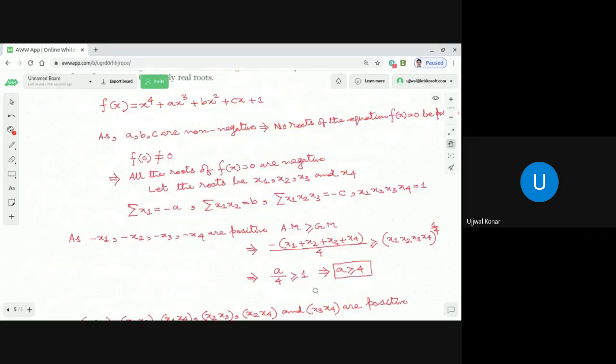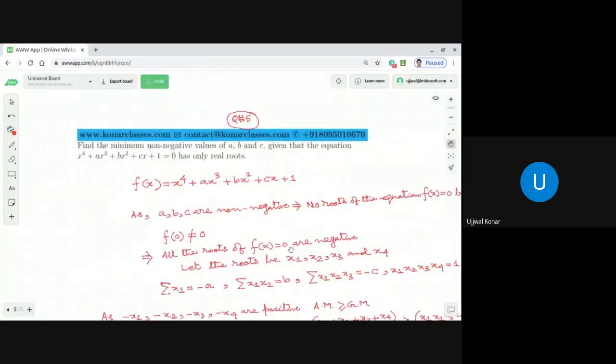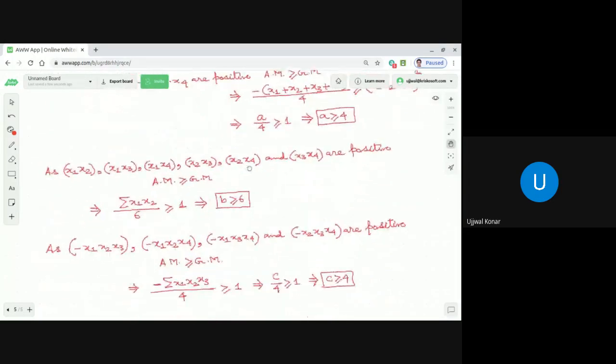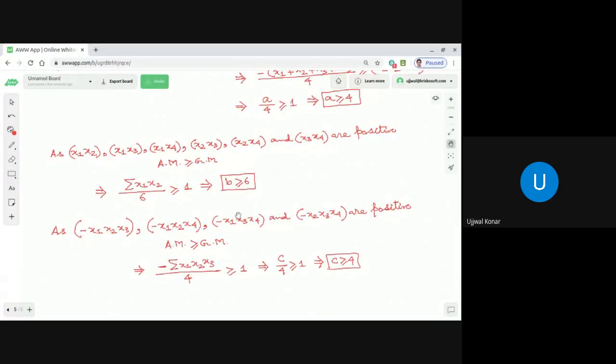Now let's go back to the question. Find the minimum non-negative values of a, b, c, that is 4, given that the equation has only real roots. These are questions of the JEE Advanced type. And again, I repeat, dear students, a methodical plan and methodical preparation will help you achieve this.